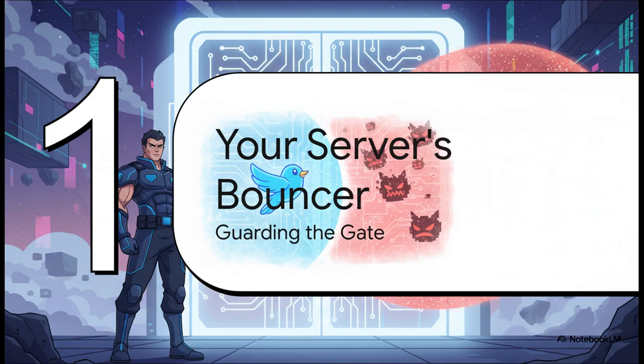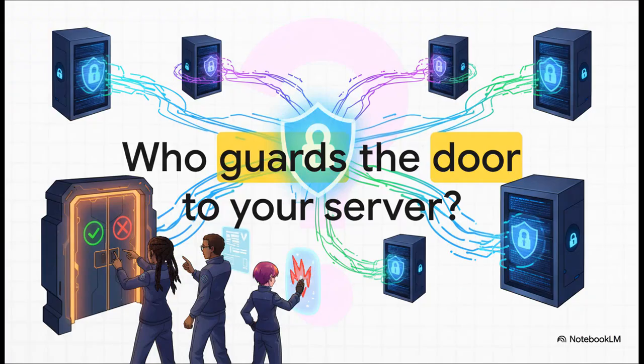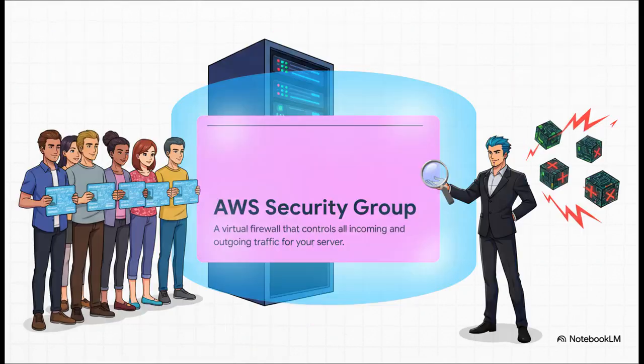The best way to think about a security group, picture a bouncer, a virtual bouncer standing right at the door of your server. So think about it. You've just launched a new virtual server, an EC2 instance. It's out there, in the cloud. But who's guarding the door, right? How do you control who can even try to connect to it? And that's where the AWS security group comes in. It is quite literally that personal bouncer for your server.